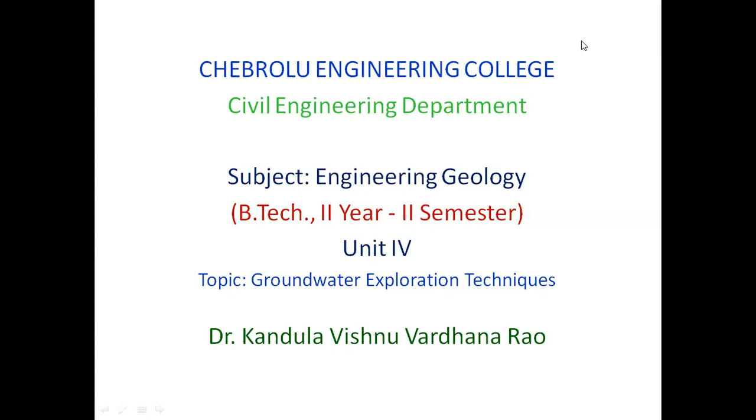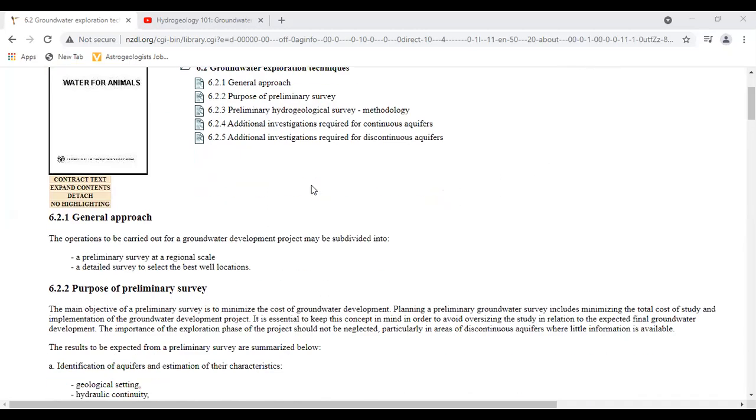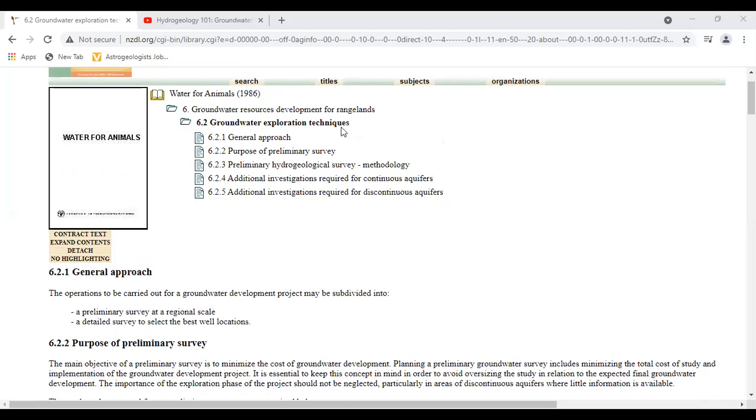In this subject, engineering geology, we are in the fourth unit. The subtopic is groundwater exploration techniques. I will explain step by step, clearly, the groundwater exploration techniques.